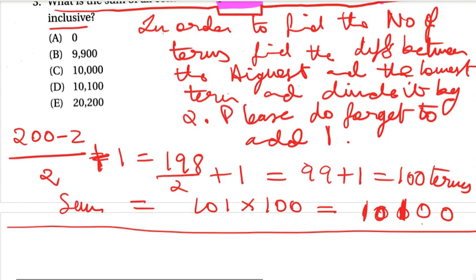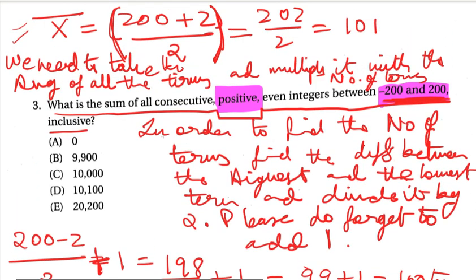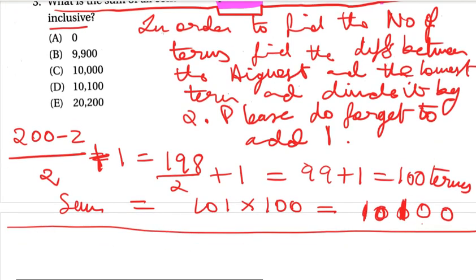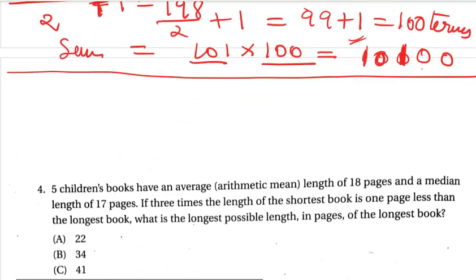So what did we do? First we have to find the average, then we have to find the number of terms, and then we have to multiply the average and the number of terms, and finally get the sum of the terms. So what is your final answer? Your final answer is D. Let's move on to our fourth question.